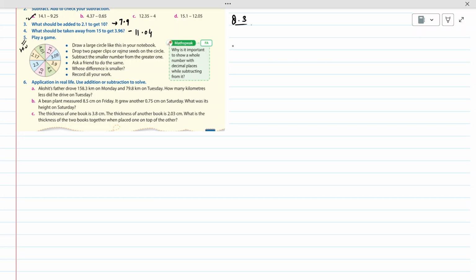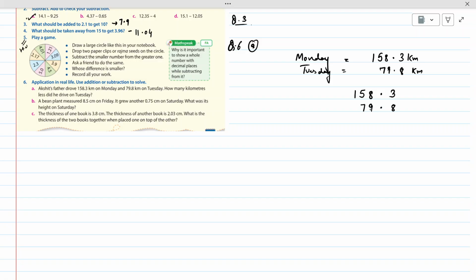So, what it says is question number 6, A part, that on Monday the person drove 158.3 kilometers, and on Tuesday the person drove 79.8 kilometers, and we have to see how many kilometers less he drove on Tuesday. So for that, we have to do the subtraction, right? When we see both the numbers given to us are already like decimals, so we can subtract it.